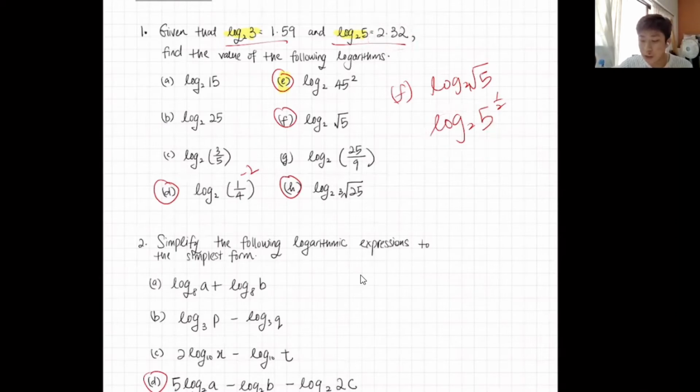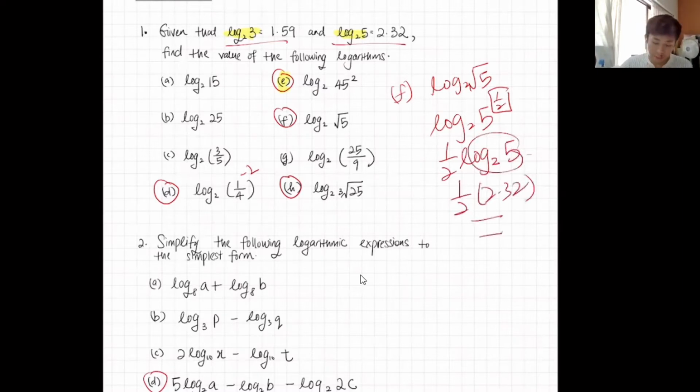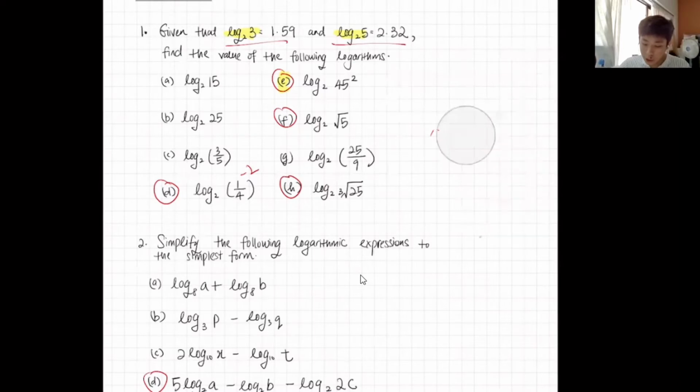Why? Because when there's a power here, you cannot substitute yet. Throw the power to the front first. And can you throw the power to the front? Yes, because there's only one thing here. So you throw the power to the front, half log base 2 5. Now you substitute, half times log base 2 5 is 2.32. Then you calculate this value. You get your answer. That's F, quite a simple question.